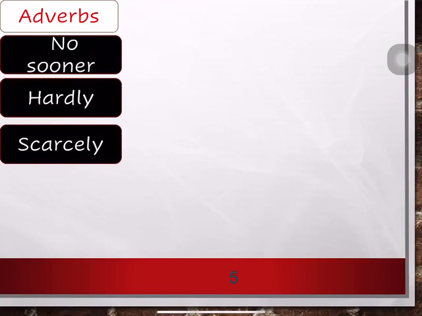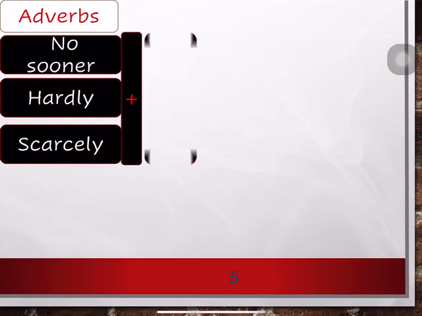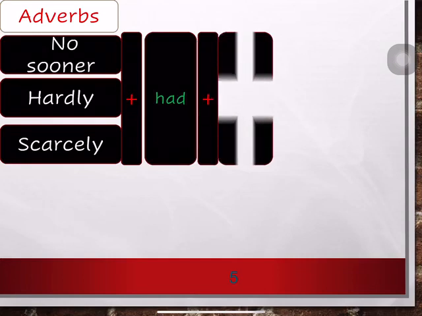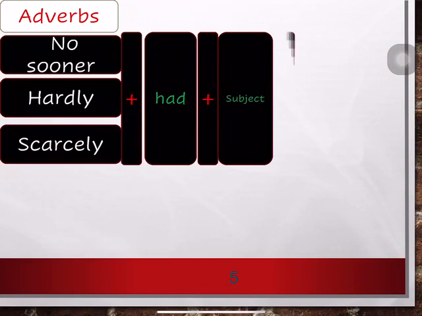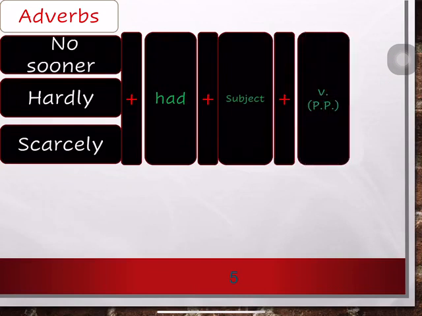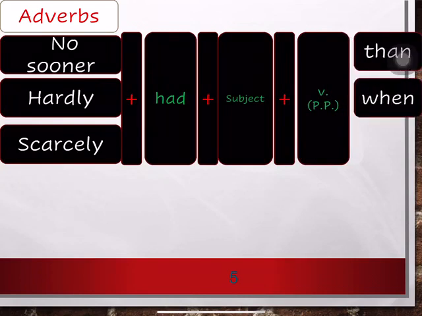What is the difference between no sooner, hardly, and scarcely and the previous adverbs? The difference is they should be followed by had. The helping verb that we use here is only had. And then I use the subject, and then I use the verb in the past participle. No sooner should be followed by than, hardly when, and scarcely when.